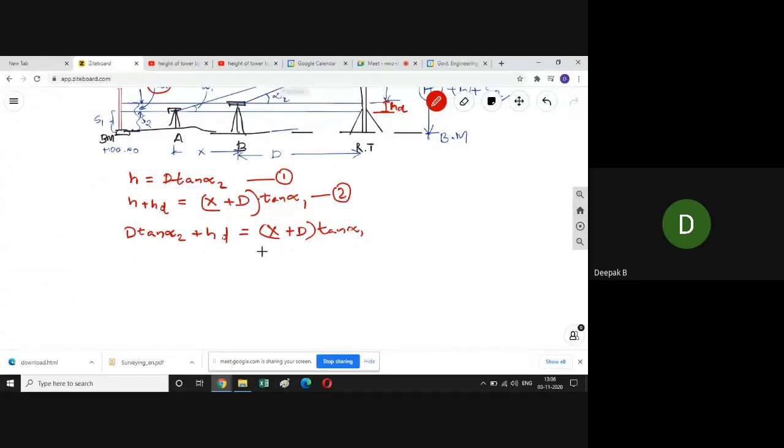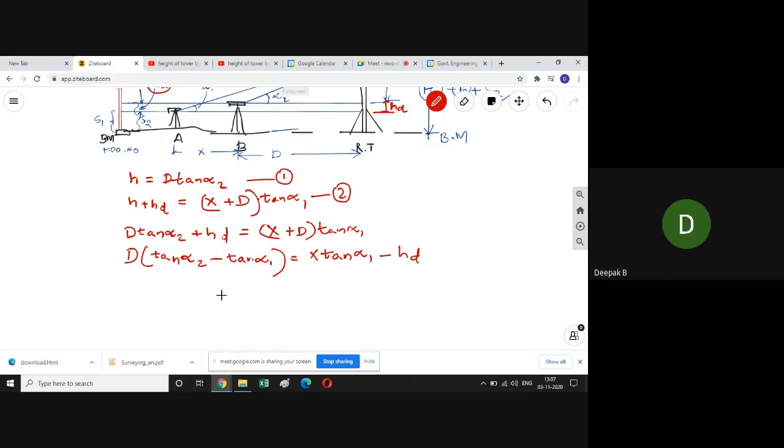I took both the D terms to one side. So what do you get? You get D into tan alpha 2 minus tan alpha 1. You can correct me if I'm going wrong somewhere, because I'm just doing it as it is now. If there are any corrections, you have to point them out to me. Then on this side it is X tan alpha 1 minus HD, right?